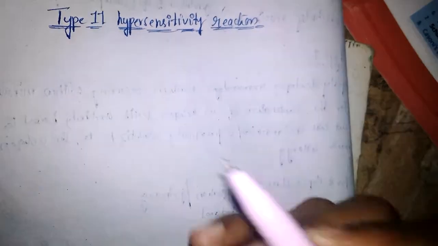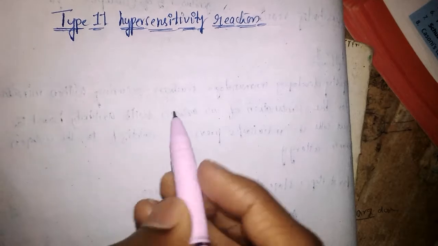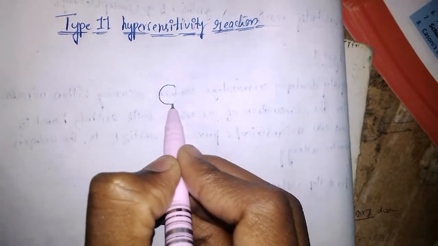Let us discuss type 2 hypersensitivity reaction. In the last lecture, we discussed type 1 hypersensitivity reaction. In this lecture, we will focus on type 2 hypersensitivity reaction. You see, in type 2 hypersensitivity reaction, what happens is the antigens are present in this.